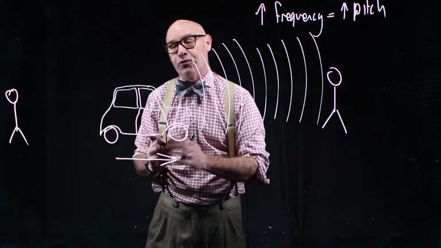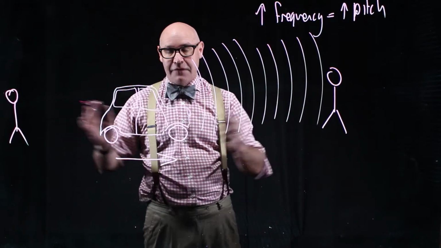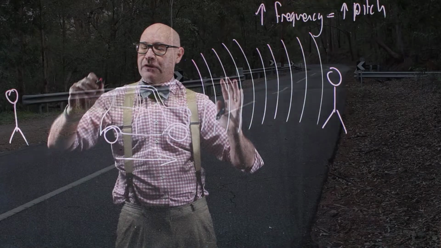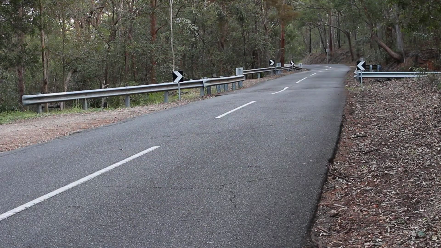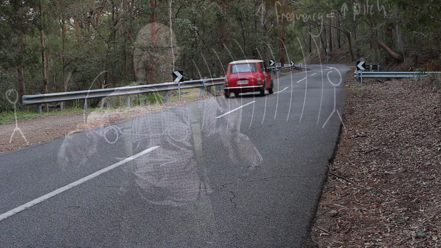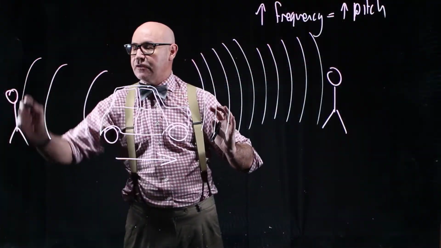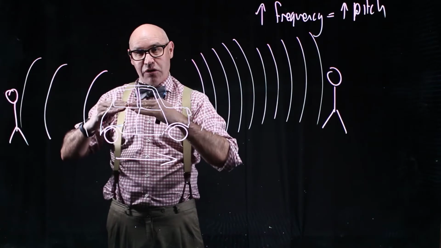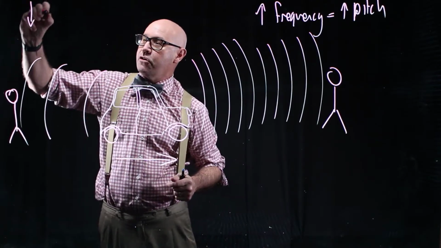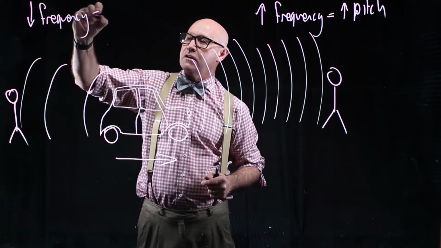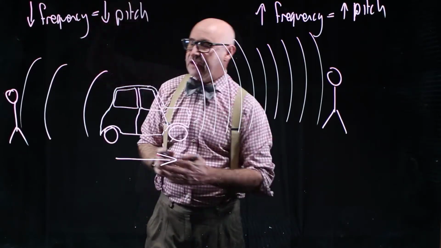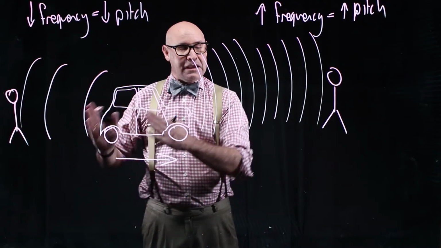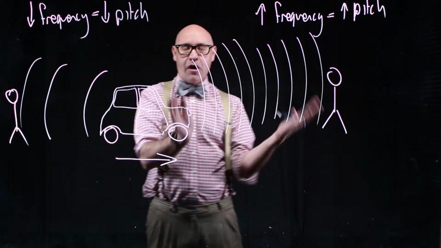When we have a sound source that's moving away from a stationary observer, the waves tend to stretch out. There seems to be a larger distance between the waves, so long wavelength, low frequency. So we've got low frequency, that means low pitch. So a sound travelling away from a stationary observer sounds low pitch. Coming towards a stationary observer, high pitch.